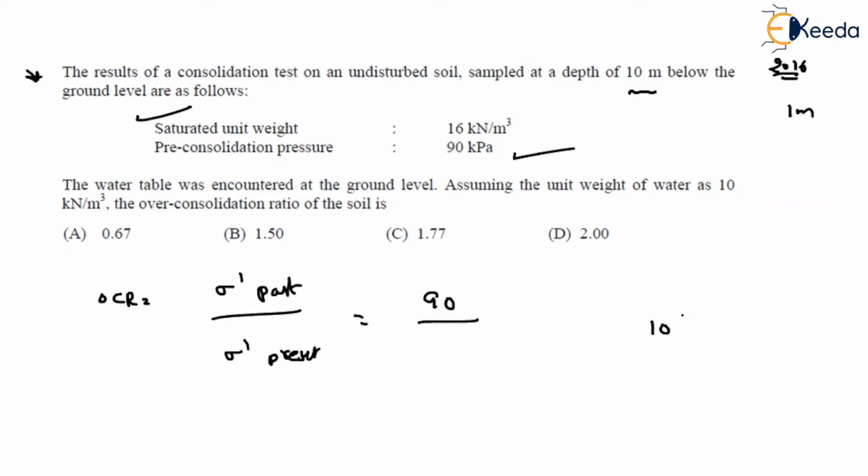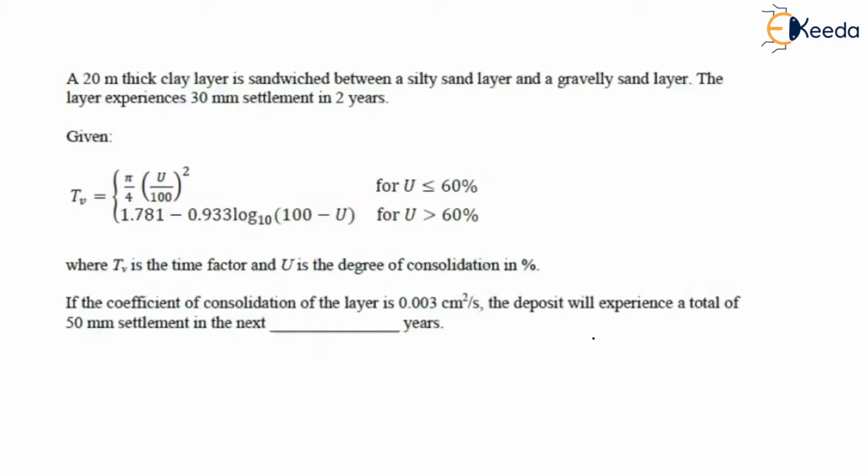So what about the present? That is nothing but 10 into the saturated unit weight, which is 16. As we need the effective stress, minus the unit weight of water, 10. So 6 into 10, and that implies the answer is 1.5. Right? Do not consider it as 10 into 16, you will end up with the wrong answer. Move on to the next.